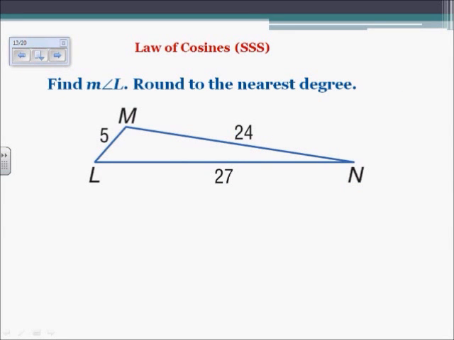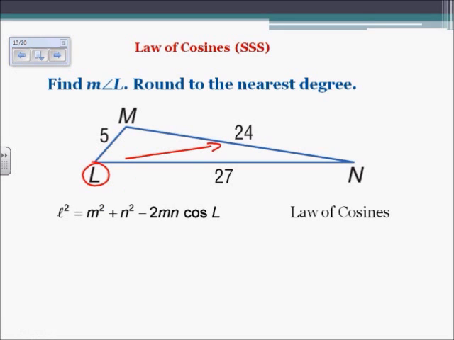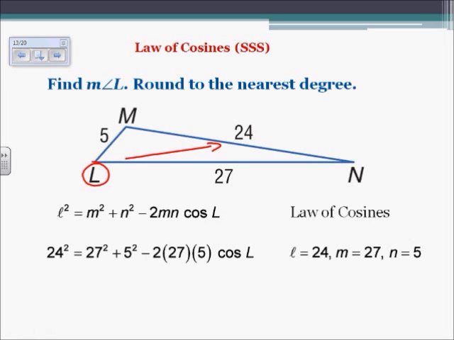The next one says find the measure of angle L, round to the nearest degree. So now we're going to find an angle using the law of cosines. L is my angle in focus, so that means 24 is the side that's going to be across from it. Okay, so we have this setup: L squared is equal to m squared plus n squared minus 2mn cosine of L. Information that we do know: 24 squared is equal to 27 squared plus 5 squared minus 2 times 27 times 5 cosine of L. So far so good.